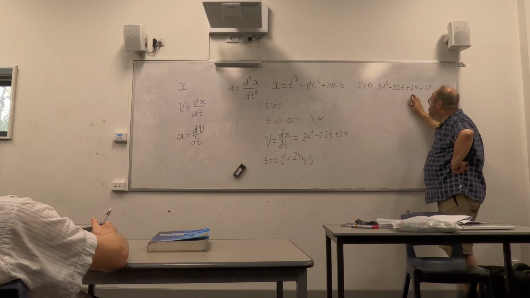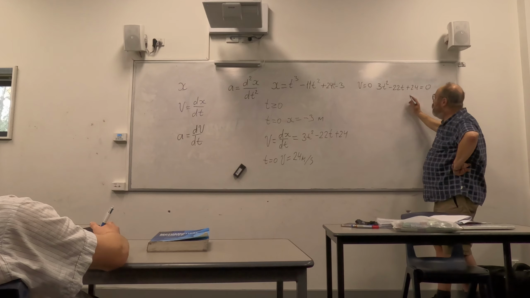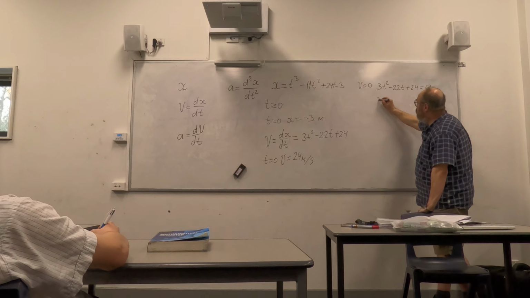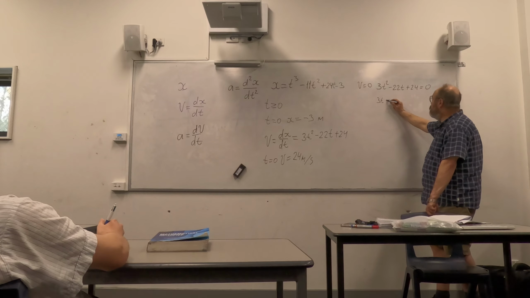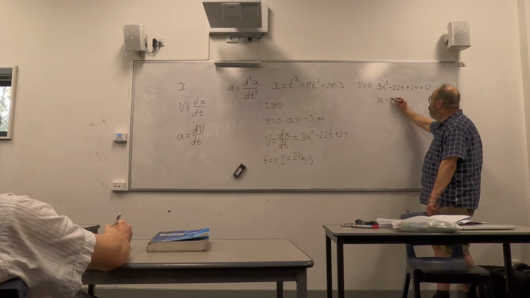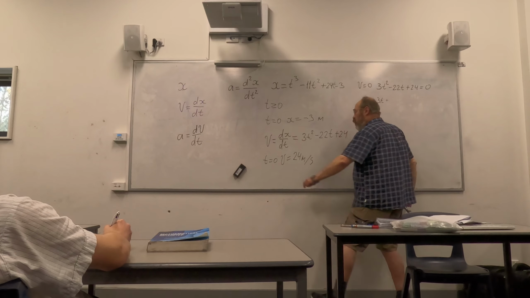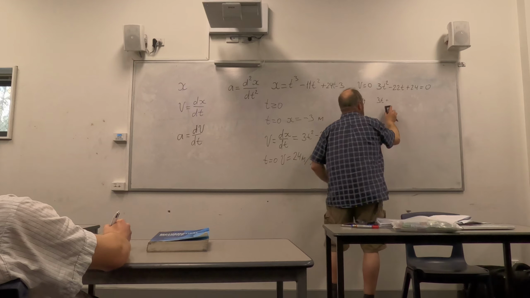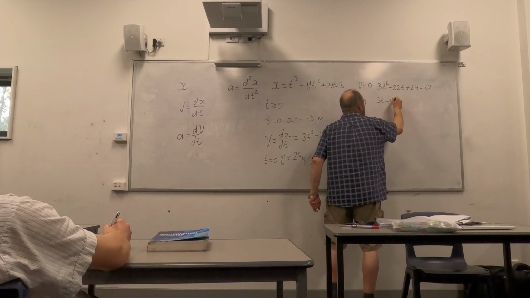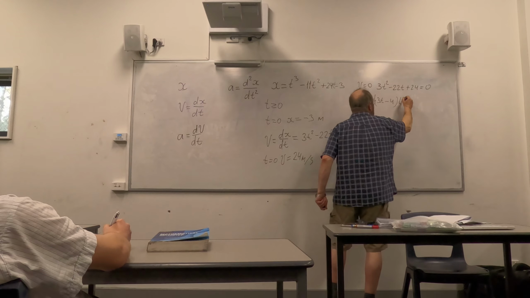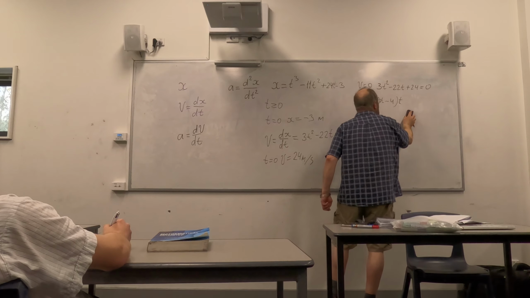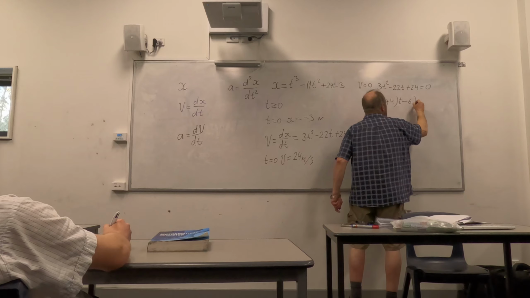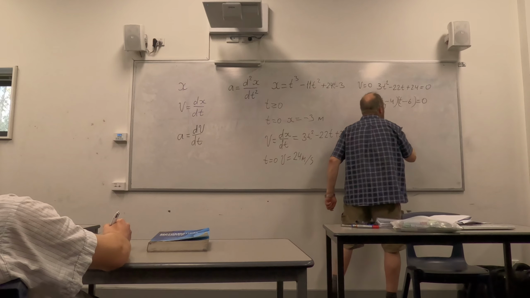How do we factorize these? That will be something like 3t minus 4, times t minus 6, equals 0.